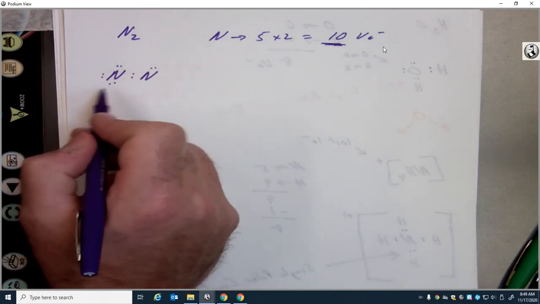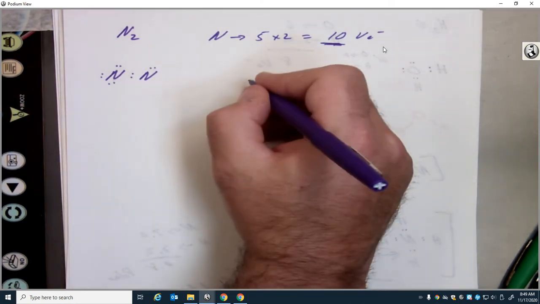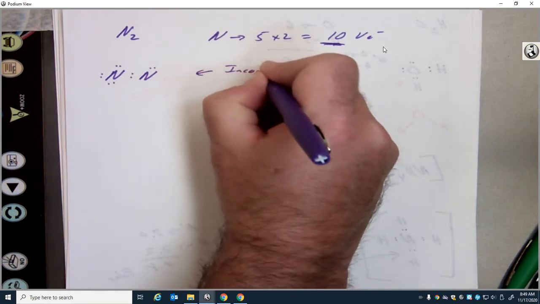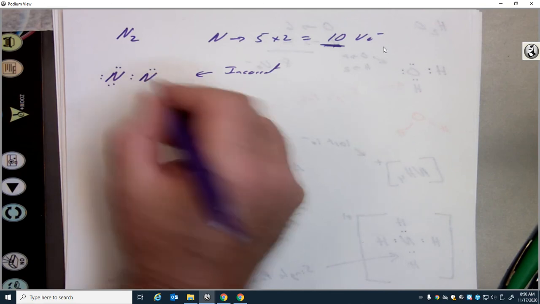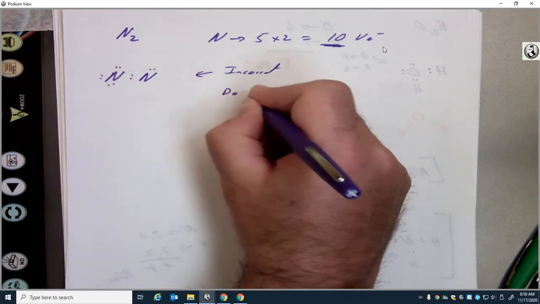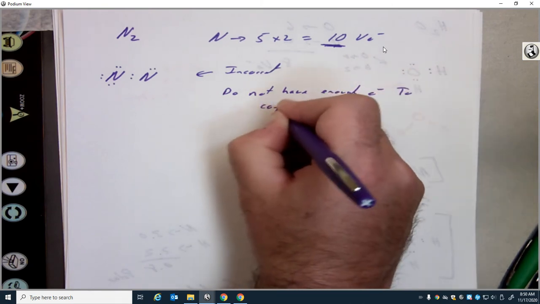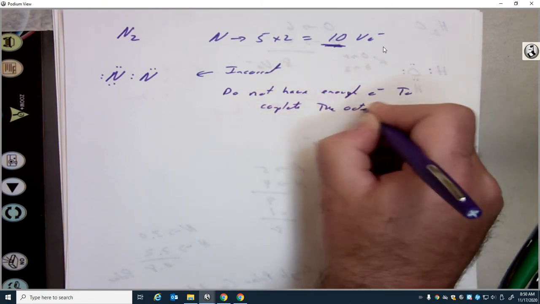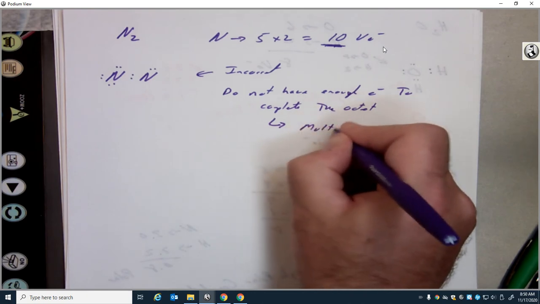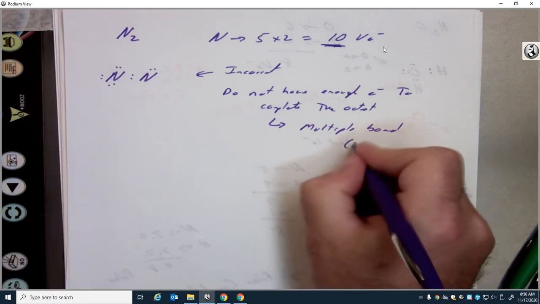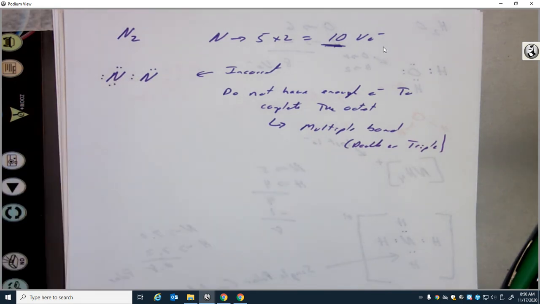Now let's look. So nitrogen wants 8 valence electrons. This one has 8, but this one only has 4. Okay? This is incorrect. We don't have enough electrons to complete the octet around nitrogen. What that's telling me is there's a multiple bond, in other words, a double or triple. There's a double or triple bond between here.